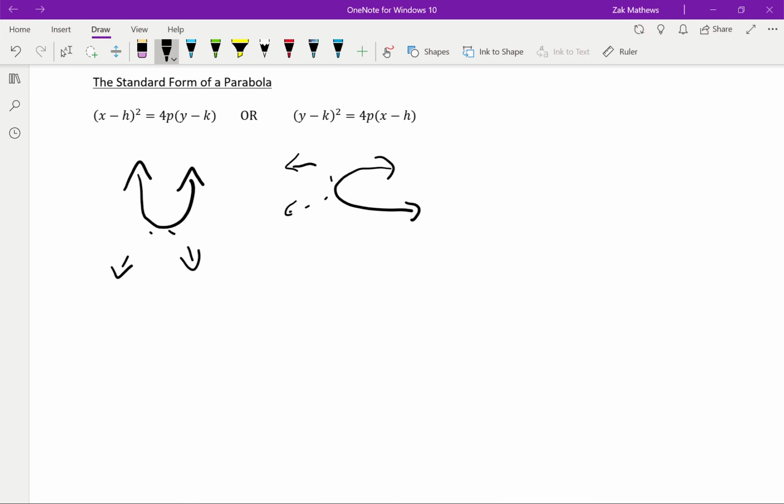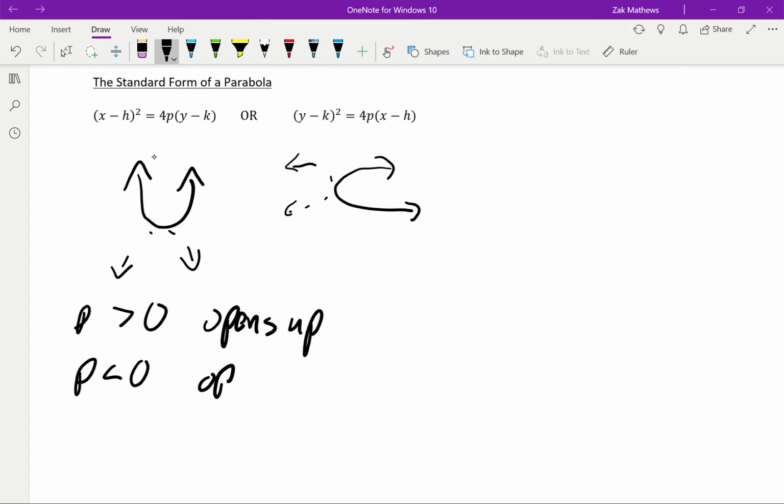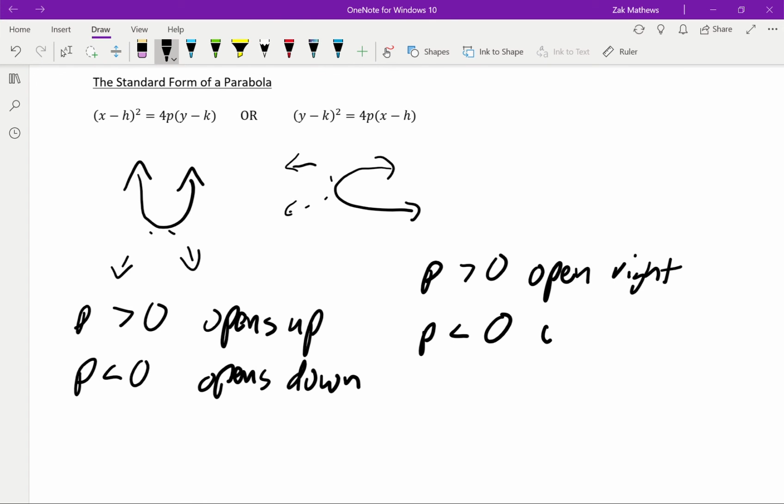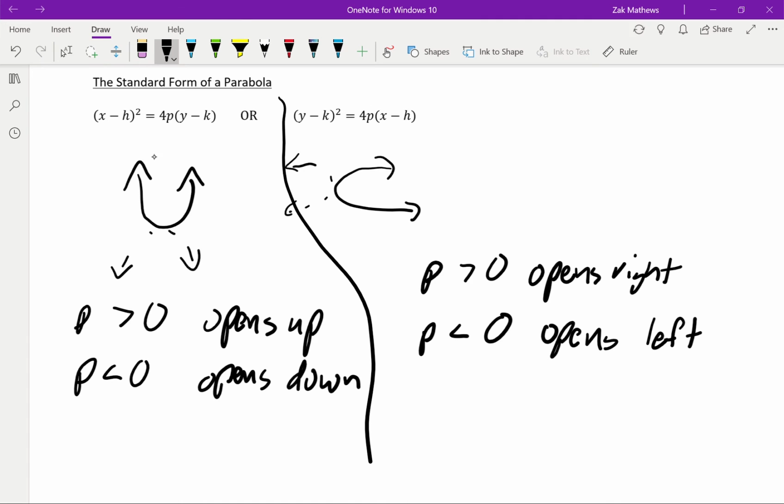Now, there's a lot of information that these give me very quickly, and one of the first things is whether it opens up, down, left, or right, and the p is going to tell me that. If the p is greater than 0, meaning the coefficient is positive, it's going to open up. That's very similar to the a before, but again, we're kind of breaking with those definitions because the p is going to mean something very different in just a second. If the p is negative, it opens down. That's for the x squared version. If we have the y squared version, if p is greater than 0, it's going to open to the right, the positive direction. If p is negative, it opens the negative direction, opens left. Okay, so we have our two different cases here.